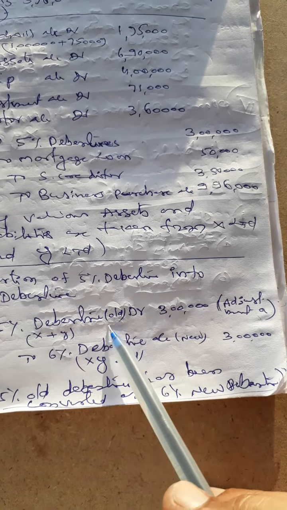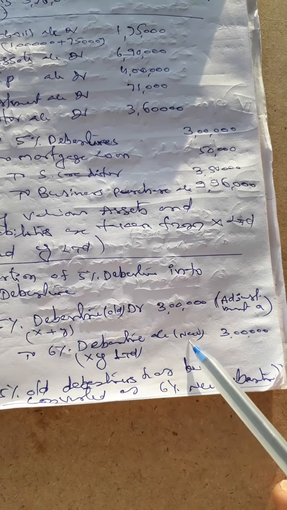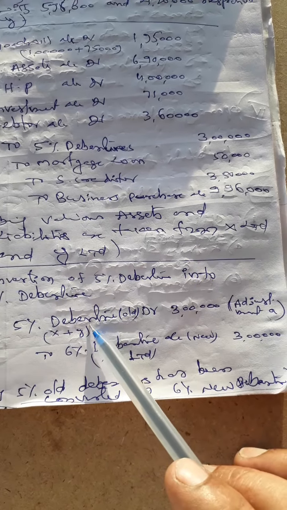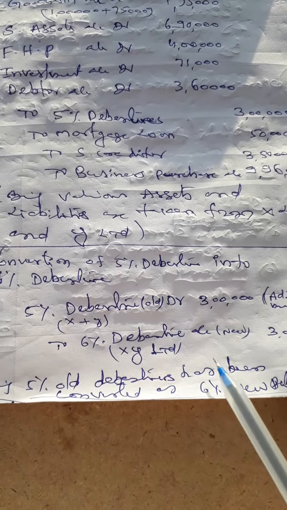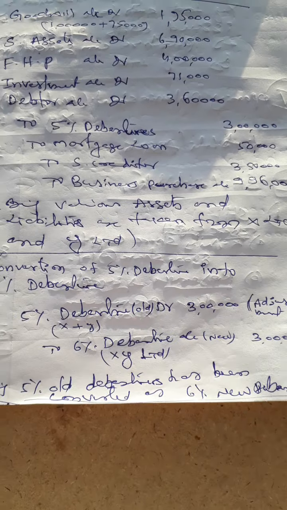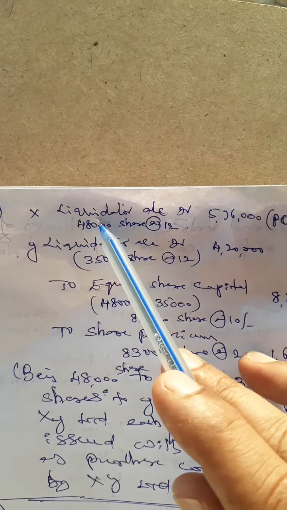So in the new balance sheet, we can show these 6 lakhs of 6% debentures under non-current liabilities instead of 5% debentures. Next, being 5% old debentures converted into 6% new debentures. Right, Nana? Now, one more entry is required to pay the purchase consideration.